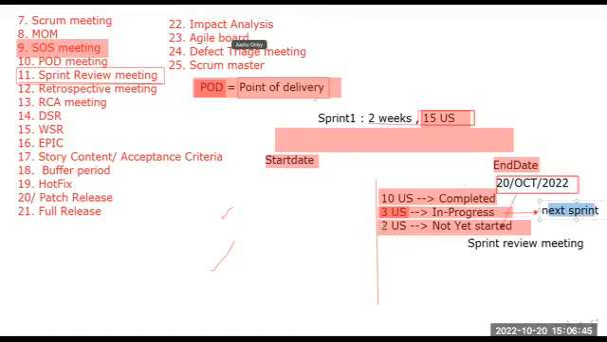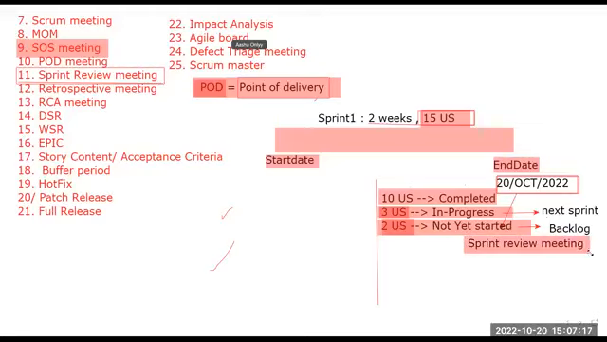Now, what can we do for these 2 user stories which are not at all started? Move into backlog. What do others feel for these 2 stories which are not at all started? Move into backlog. Correct, guys? We can move them into the backlog, right? Correct?